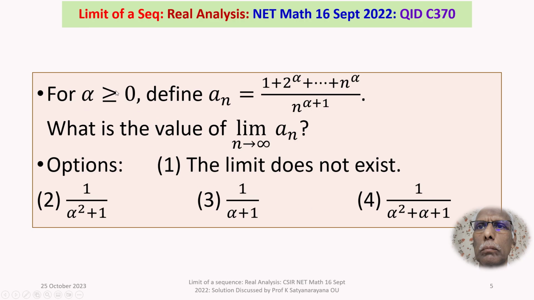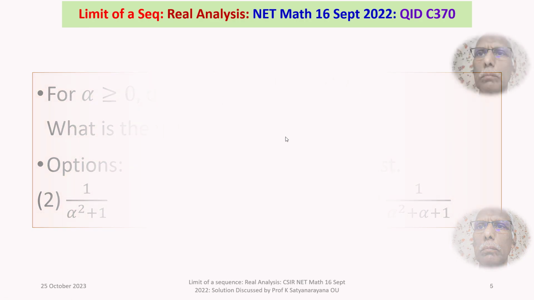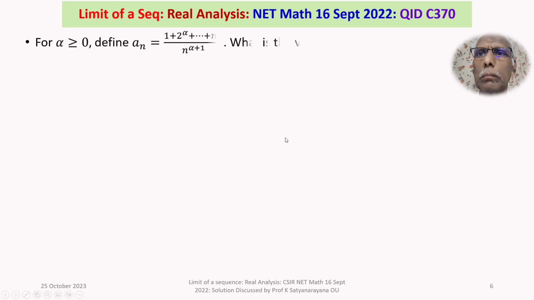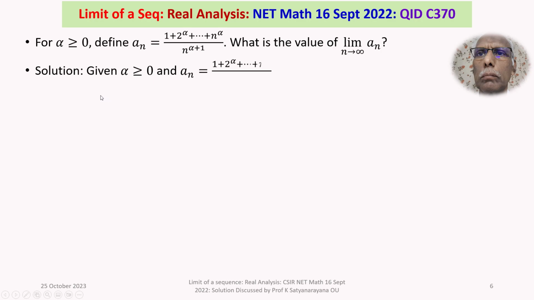Given alpha greater than or equal to 0 and a_n equal to 1 plus 2 power alpha plus so on and so forth plus n power alpha by n to the power of alpha plus 1, we are required to find the value of limit n tends to infinity of a_n. We now discuss the solution of the problem in detail.